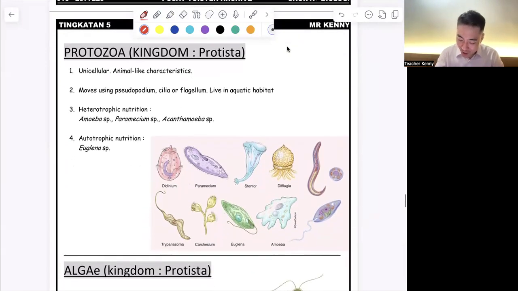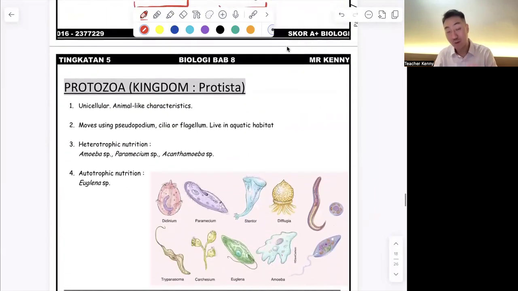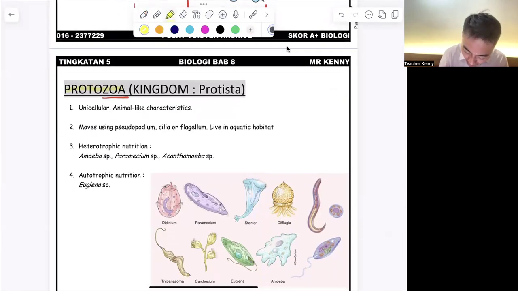Okay, now let's go to the second group, which is bigger. These protozoa, you have seen an amoeba, a paramecium, a euglena, a chlamydomonas. All of these you've seen before, you've heard before. They are called protozoa. Proto means early, zoa means animal. Zoa comes from the word zoo. Zoo means animals, right? So the early animals. Again, they are one cell. All of them are one cell, the early animal.